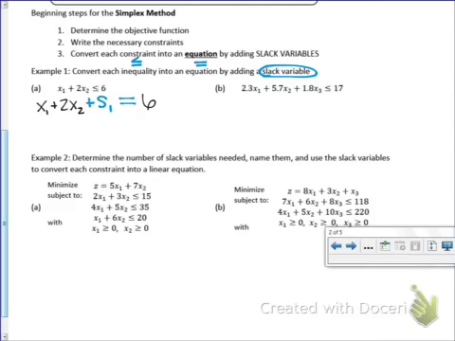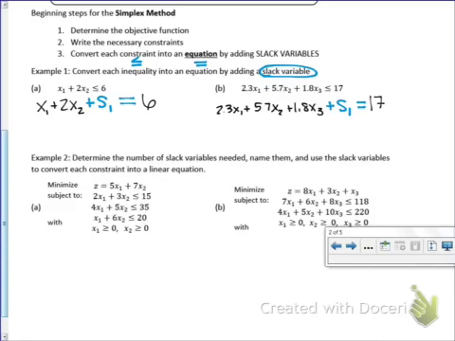Alright, we're going to do the same thing on the next one. Nothing's going to change in this inequality. x1 stays the same, x2 stays the same, x3 stays the same. All we're going to do is insert slack 1, change it to an equal sign, and then we have 17.